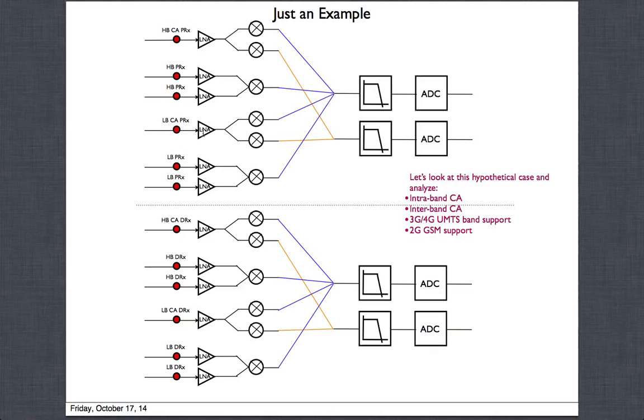Why do I have this path? This path is there similar to the high band path. When you have carrier aggregation in high band and you have 2 channels in high band, which is the intraband, right? This first case, intraband. If the intraband carrier aggregation was happening in high band, you use this path. But what if it was not high band, it was low band? Then I have this path for that.